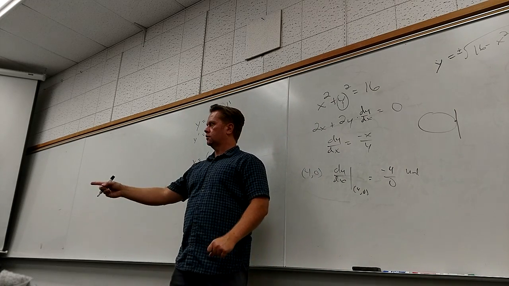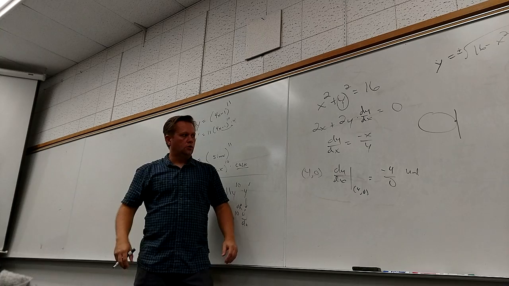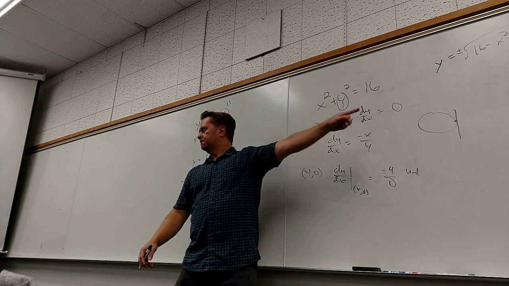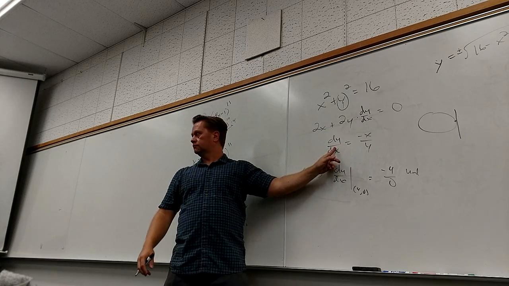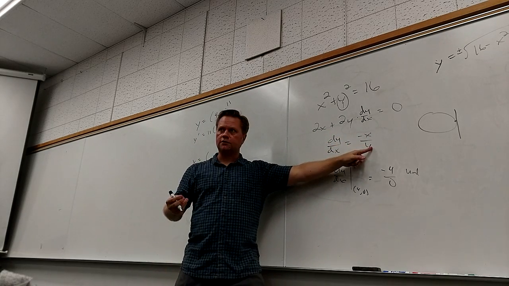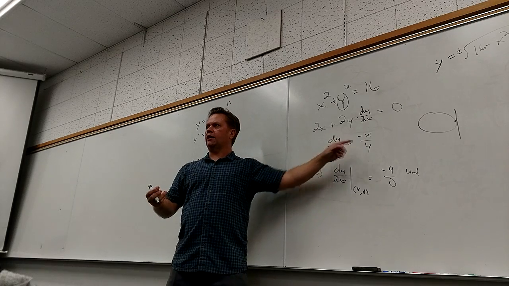Okay, yes? I got confused at the negative x over y. How'd you get that? Subtract 2x, divide by 2y. Oh. Solve for the slope. Because now I've got a formula. Given any point, I can find the slope of the tangent line at that point.